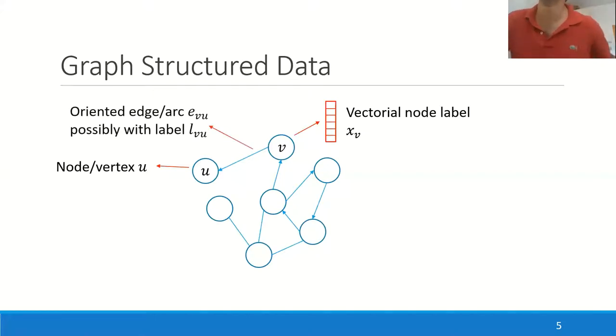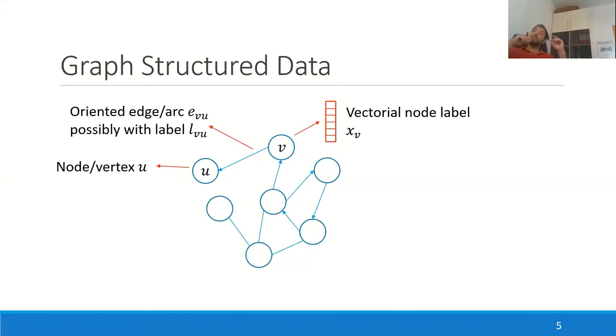And here we see already that we can have an oriented edge, an arc, which we call EVE, meaning that it's an oriented arc going from node V to node U. And that represents a sort of relationship between the information in node V and the information in node U. For instance, since this is an oriented edge, the kind of information we might want to be encoding into that arc is the fact that somehow V is the cause of U. That is why we might want to use an oriented edge.